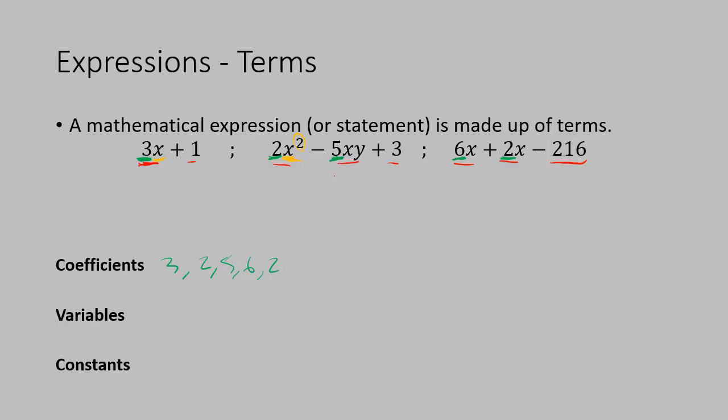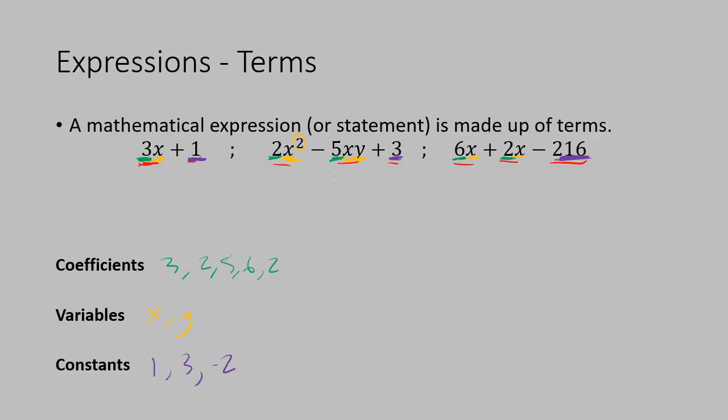Those are the coefficients in these expressions that are shown up here. The variables that we see are x and y, right? We see x there too, and x and x. So x and y are the variables. And then there's one other thing here: these numbers that are all by themselves, not being multiplied by a variable. They look like coefficients, obviously, but they're not because there's no variable next to them. And those are what we call constants.